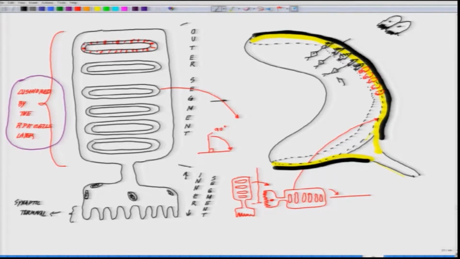Then in between there are cells which are called amacrine cells. These do not have axons. These are neurons, though they do not have axons. This is another cell layer, amacrine cells. Horizontal cells. Then there are certain neurons forming another layer, which is called the bipolar cells.